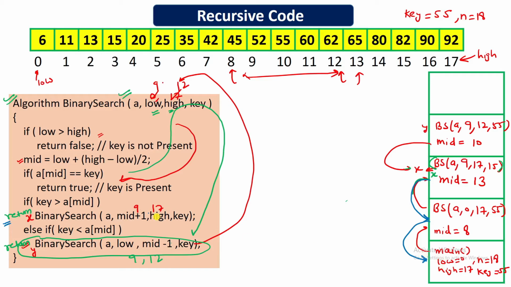In the same way you can check for an element which is not present. You will keep on doing that, and at some particular point low and high values will come such that low becomes greater than high, then I will return false. Every time, false will come either to this or to this, and it will return this false only. So false will propagate from up to down, that is, to the main function also.